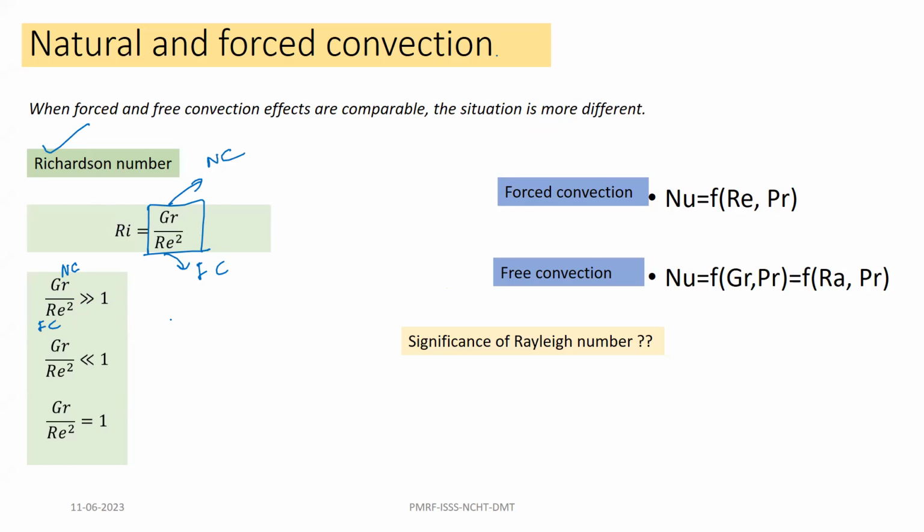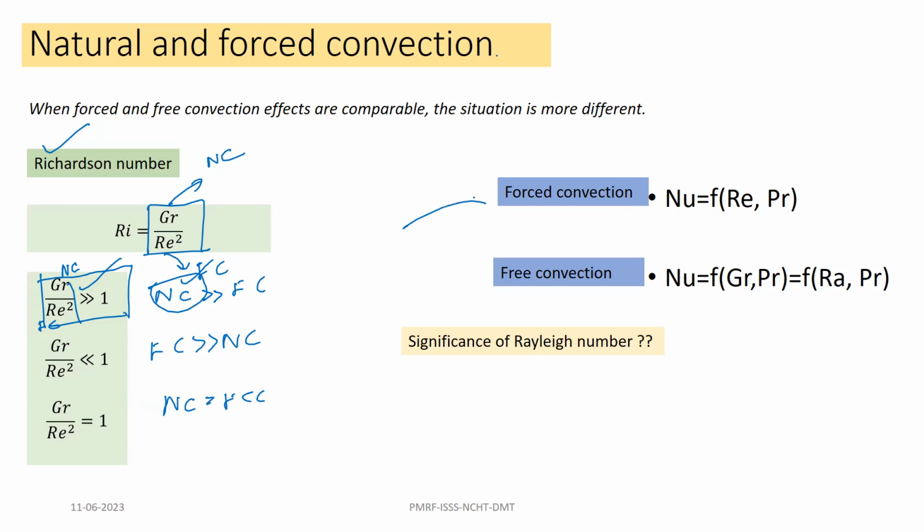So what does that mean? Natural convection is more. If it is less, forced convection is more. If it is equal to 1, natural convection is equal to forced convection. So in a particular system, by characterizing this number, we can conveniently say which of them is predominant and we can neglect the other part.